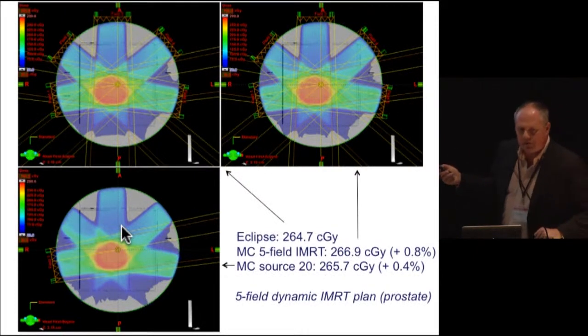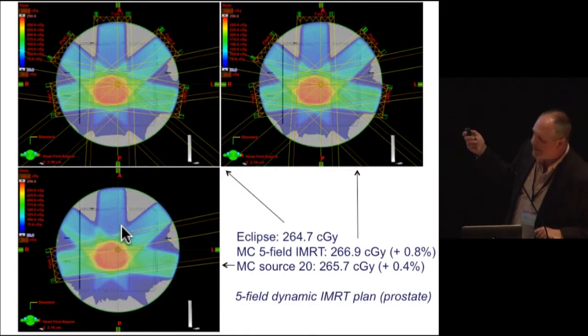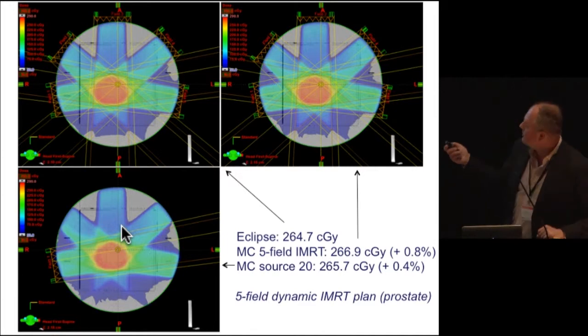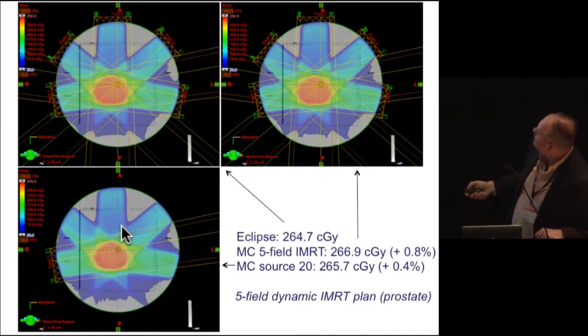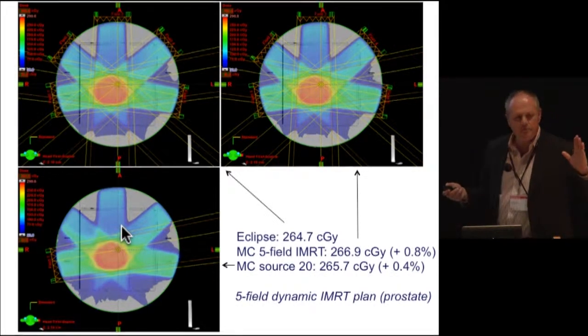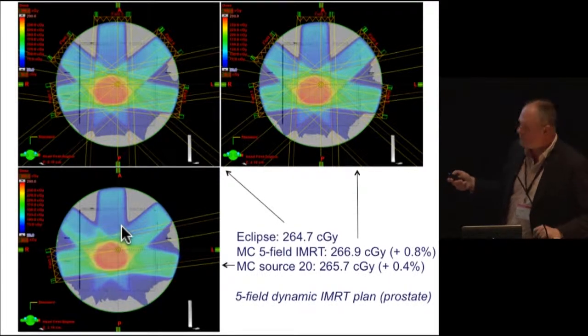Another interesting thing that you can do is, even if you do a static field IMRT, you can still use Source 20 to do it in a single simulation. On the top left, you have the Eclipse dose distribution. On the top right, you have the Monte Carlo dose distribution simulated field by field, so 5 separate simulations, and then the dose was added together.